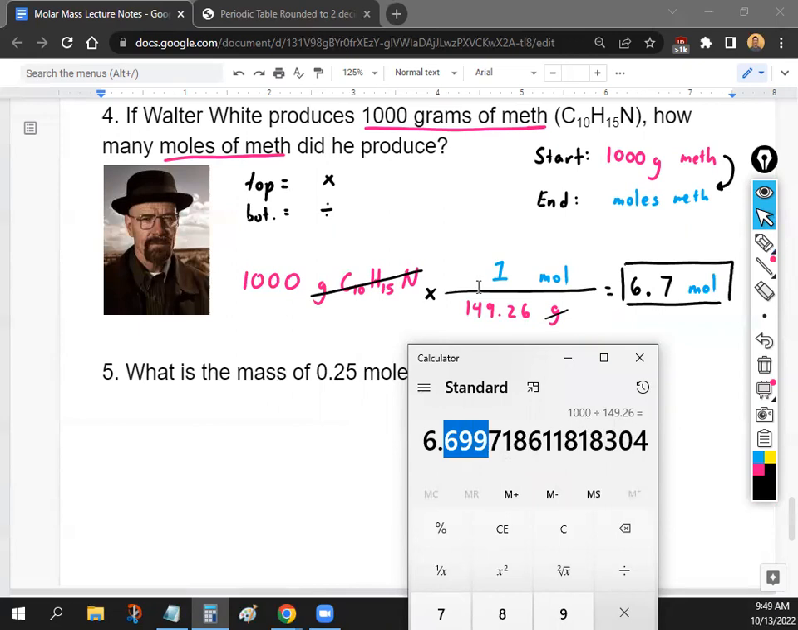We write 1 mole on the top because remember earlier we did the molar mass of meth. It was 149.26 grams per mole, right? If it's per something, it's always 1, right? Like if you have 12 eggs per dozen, that's 1 dozen.